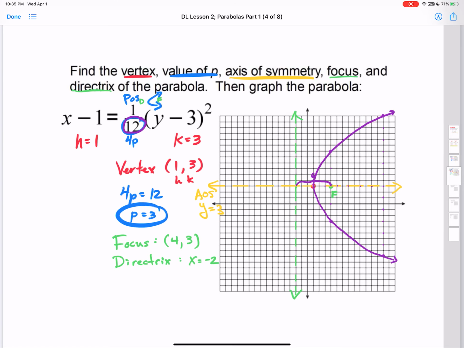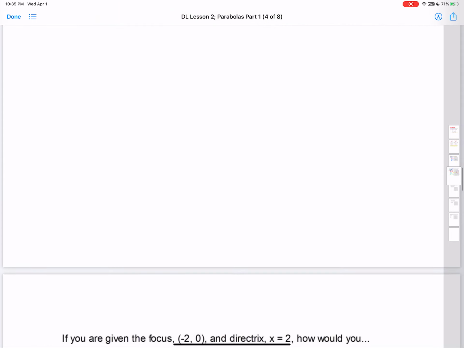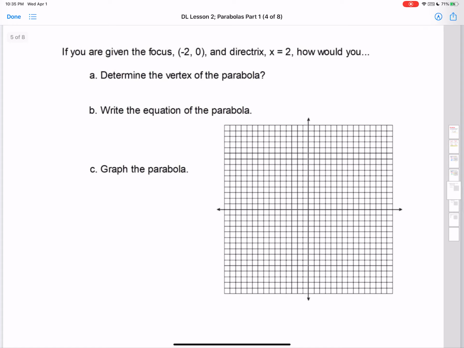Okay, so let's go ahead and take a look at another example, except this one is a little bit different. This time, what they did is they gave me the focus and they gave me the directrix. And what I need to do is figure out, okay, well, what is the vertex? Come up with the equation and then graph the parabola. All right, so let's take a look at this with the given information here.